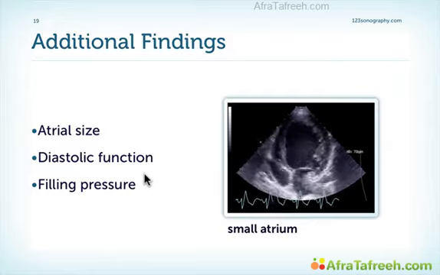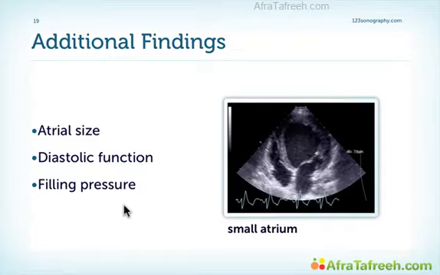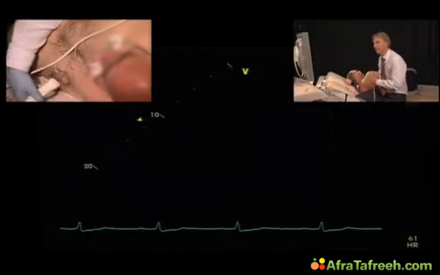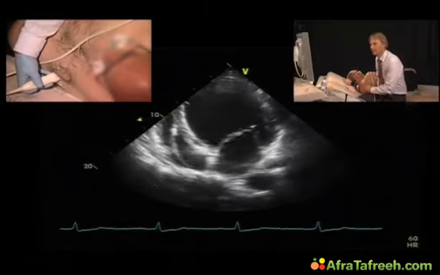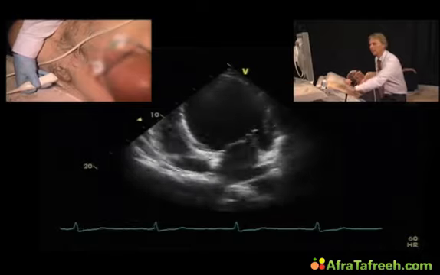Practically always will you find some degree of diastolic dysfunction, and usually you will find at least some degree of elevated filling pressure. In the following demonstration, you will see how to assess the left atrial size. In patients with cardiomyopathy, it is also important to look at the atria. We will now take a look at the atria and at the size of the atria. I will do this by looking at the 4-chamber view.